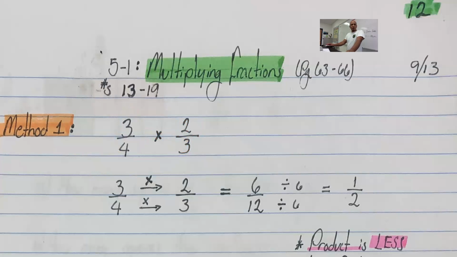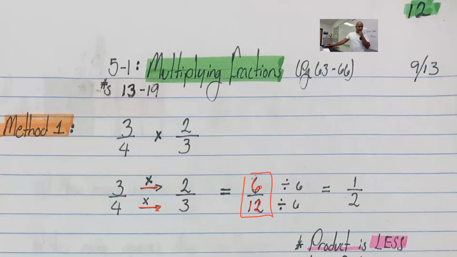Okay, so when multiplying fractions in this first method, it is very simple, ladies and gentlemen. In fact, when we multiply fractions, all you have to do is multiply the numerator with the numerator. So in this case, 3 times 2. And then we're going to multiply the denominator times the denominator, 4 times 3. And that is it, ladies and gentlemen. It is that simple. 3 times 2 is 6. And 4 times 3 is 12. So technically, my answer is 6/12.